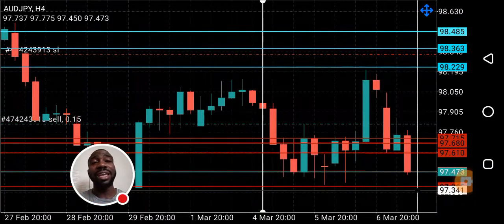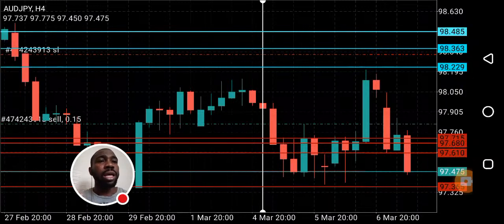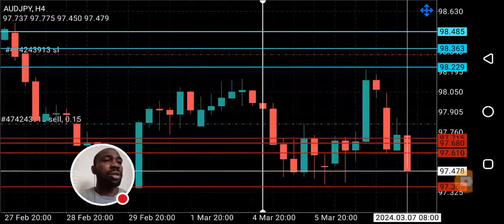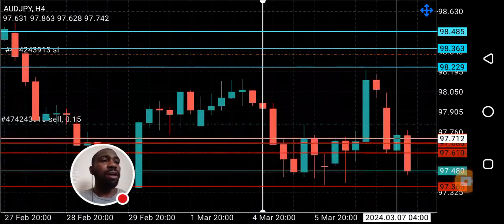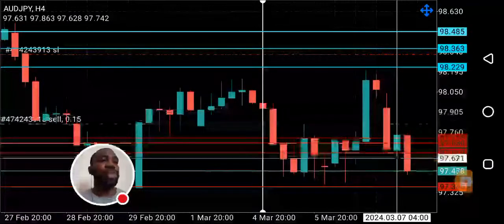Like I said, there's a high probability that price will still push down. It's still going to drop. So if you want to take the risk to sell Australian dollar JPY, this is what I would advise. If you are entering at the current market price, your stop loss should be the high of this bullish candle.